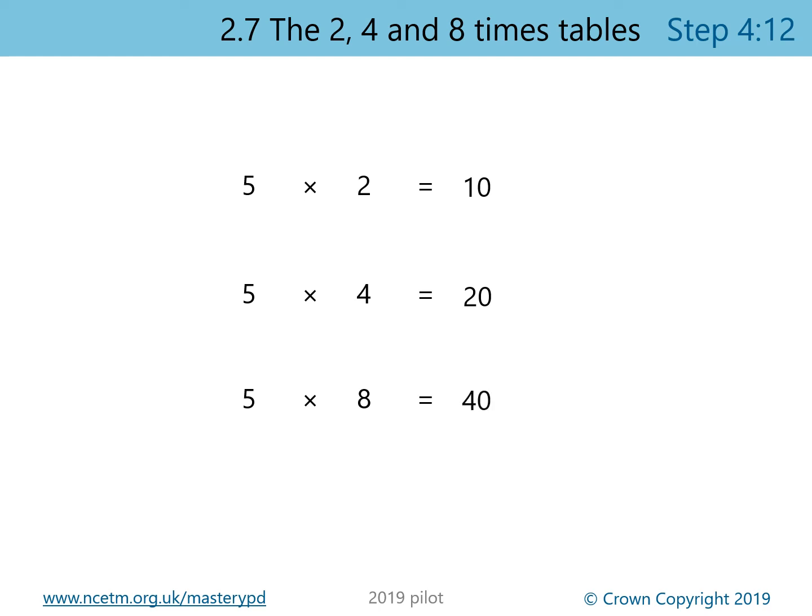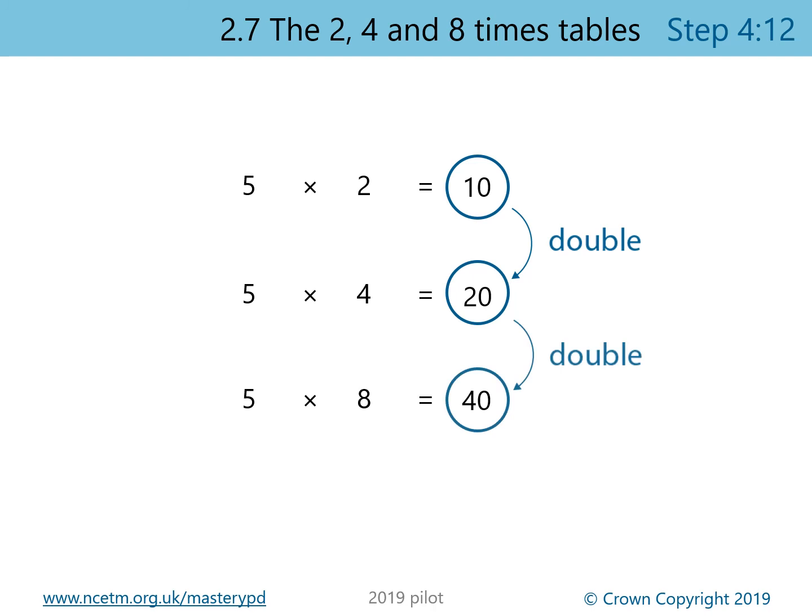So you can see that to work out 4 times a number, you have to work out 2 times a number and double it, and then to work out 8 times a number, you double it again. So the 4 times table is double the 2 times table, and the 8 times table is double the 4 times table. Now, boys and girls, I hope that's helped you to remember some of your tables facts.